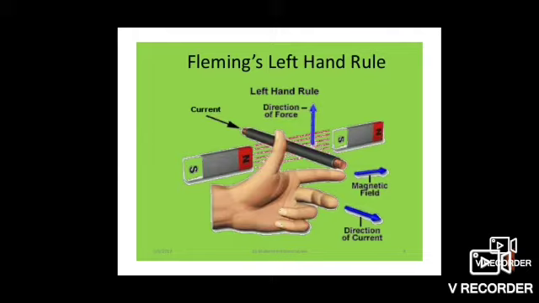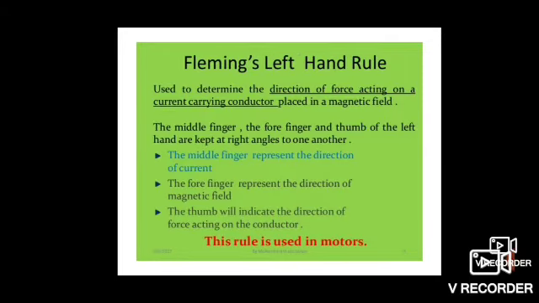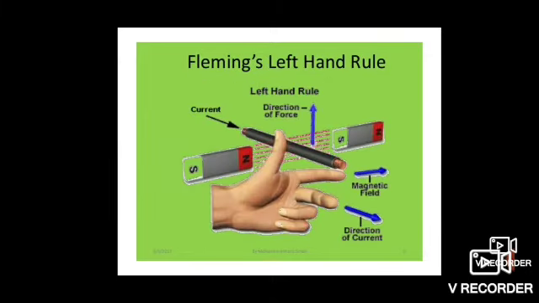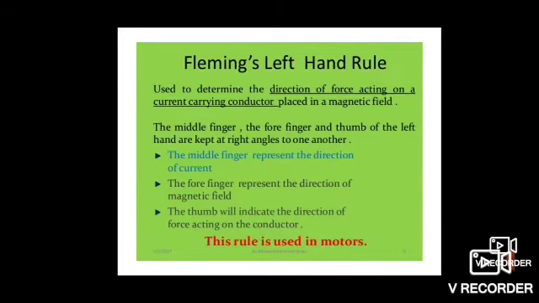So in this rule, the thumb, middle finger and forefinger are kept at right angles to each other. The middle finger represents the direction of current, the forefinger represents the magnetic field and the thumb represents the direction of force acting on the conductor. This rule is used in motors.